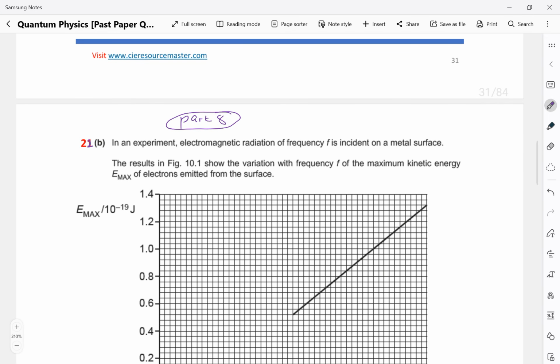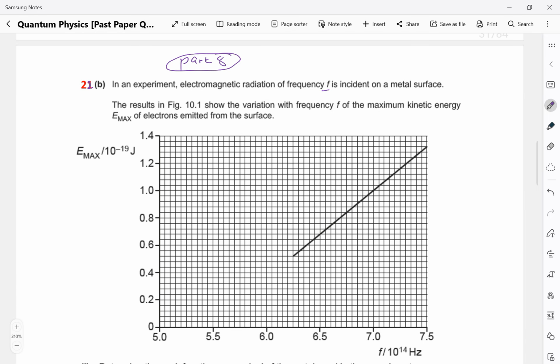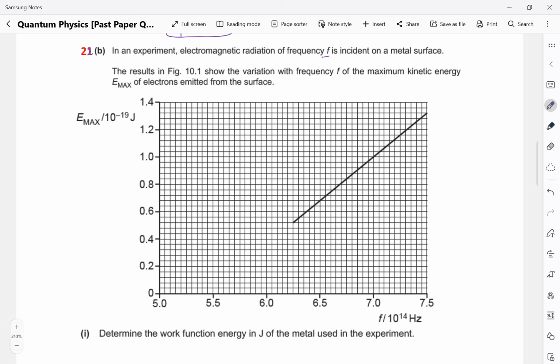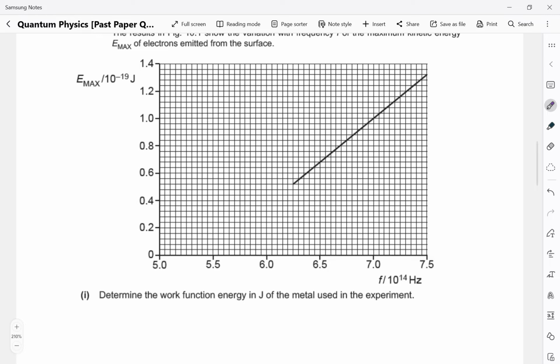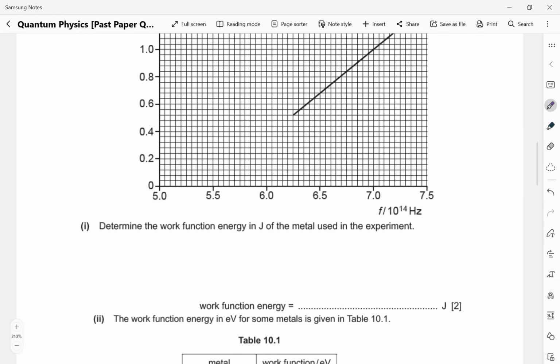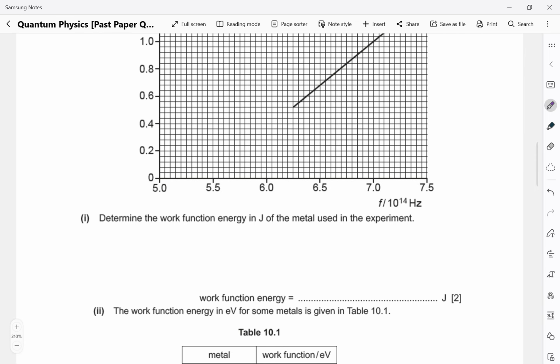In an experiment, electromagnetic radiation of frequency F is incident on a metal surface. The results in Figure 10.1 show the variation with the frequency F of the maximum kinetic energy, Emax, of electrons emitted from the surface. Determine the work function energy in joules of the metal used in the experiment.